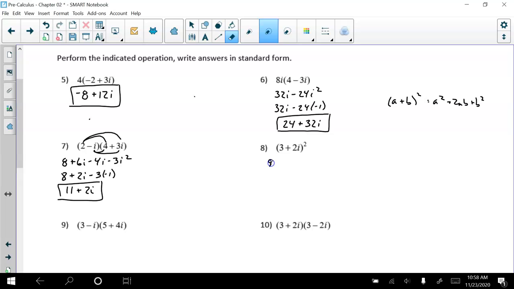Square the 3, you get 9. Square the 2i, you get plus 4i squared. And the middle term is 2 times 3, which is 6, times 2i is plus 12i. Remember, i squared is negative 1, so it's 9 plus 12i plus 4 times negative 1. 4 times negative 1 is negative 4, and negative 4 plus 9 is 5. So you get 5 plus 12i for your answer.